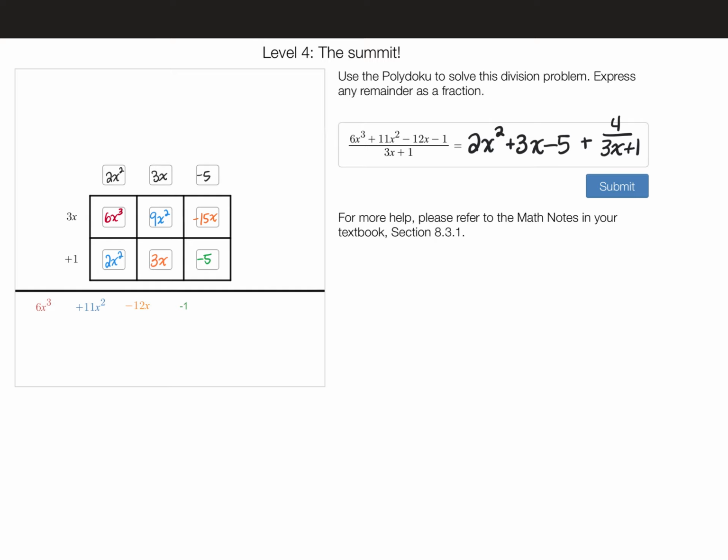You will notice how I wrote my answer in the box on the right-hand side with my remainder written as 4 over 3x plus 1. And a really easy way to figure out what your remainder is going to be is just to ask yourself, what do I add to 5 to get -1? Whatever this is represents your remainder, okay?